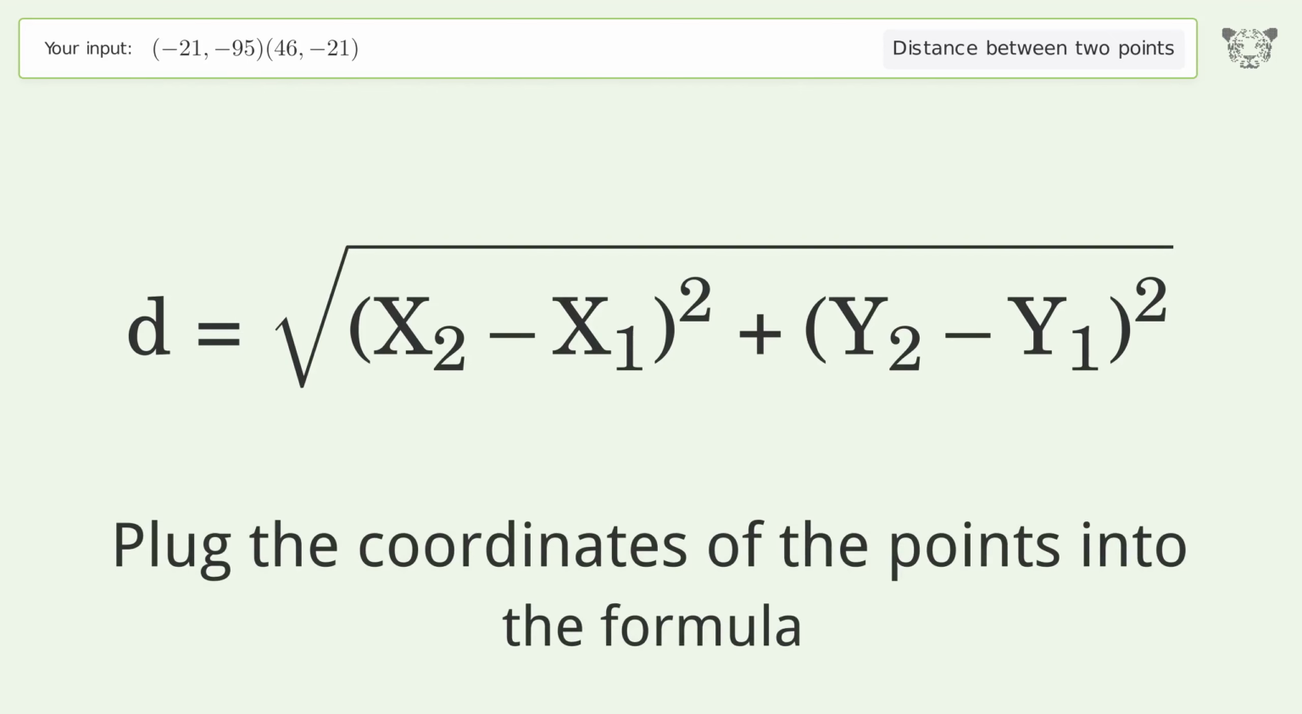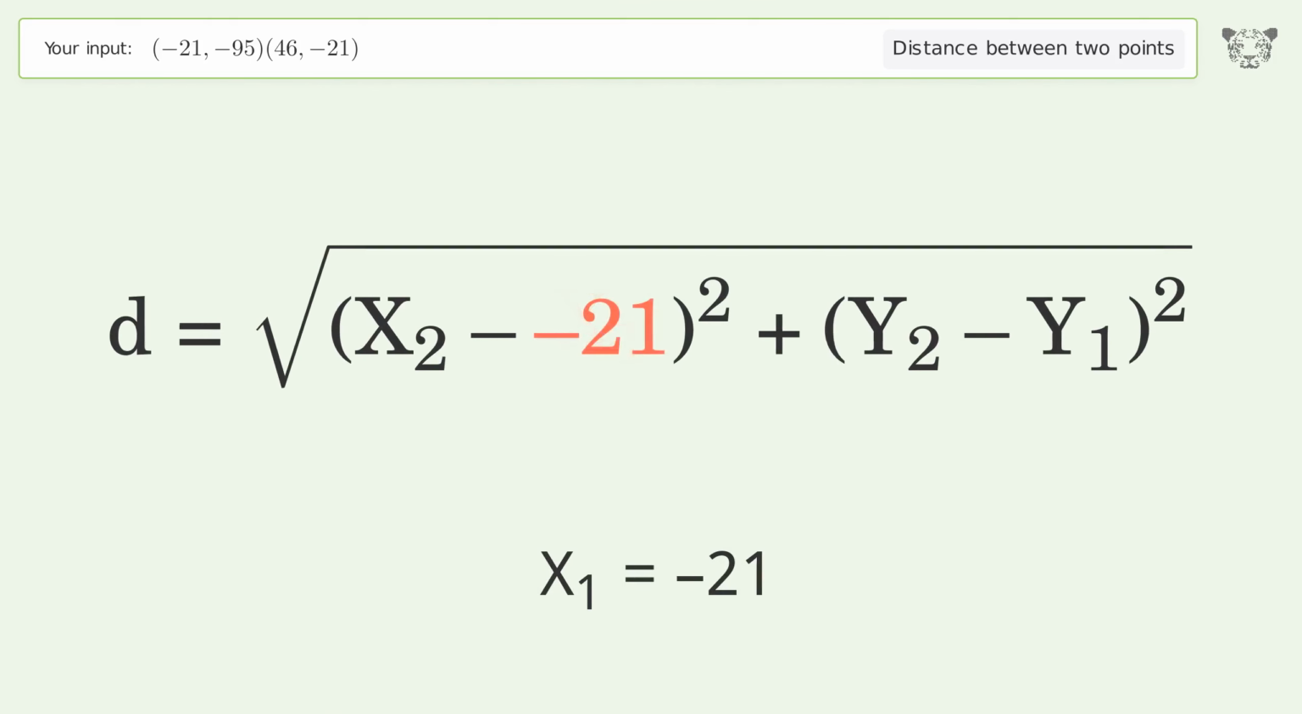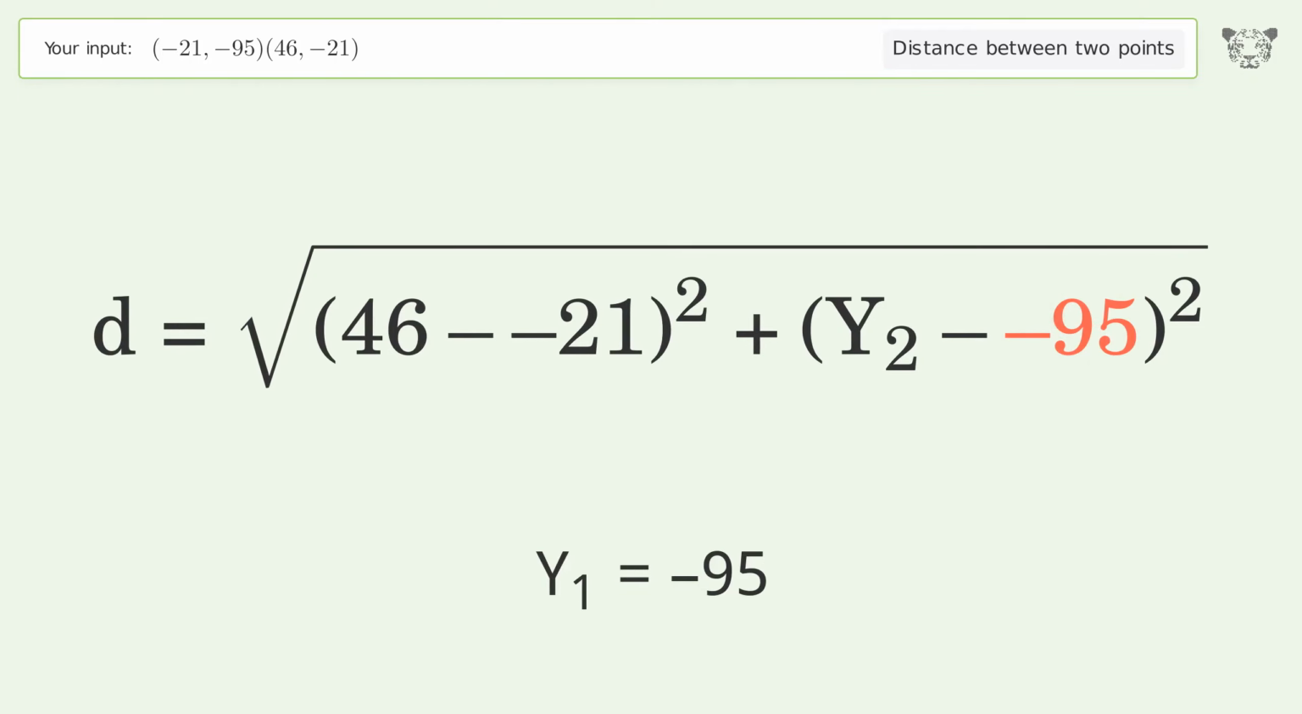Plug the coordinates of the points into the formula. x1 equals -21. x2 equals 46. y1 equals -95. y2 equals -21.